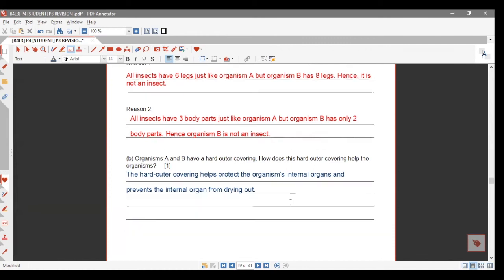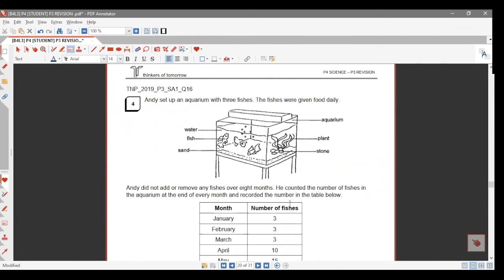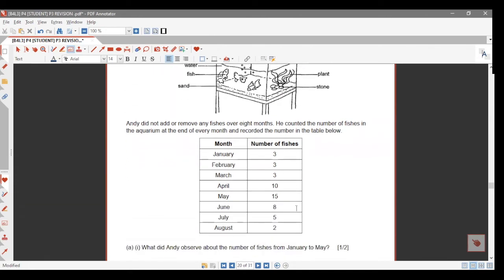Now, let's move on to question 4. Andy set up an aquarium with 3 fishes. The fishes were given food daily. Andy did not add or remove any fishes over 8 months. He counted the number of fishes in the aquarium at the end of every month and recorded the number in the table below. So when you are recording, you are taking down some form of data and information.